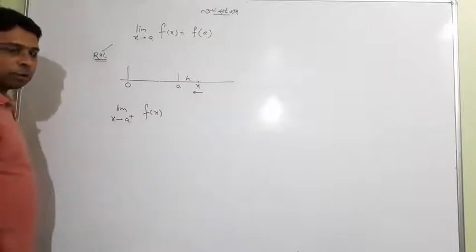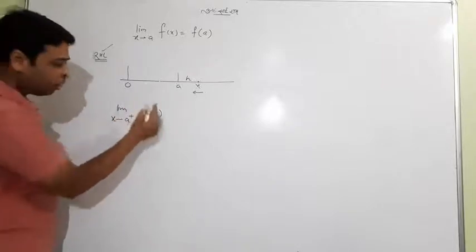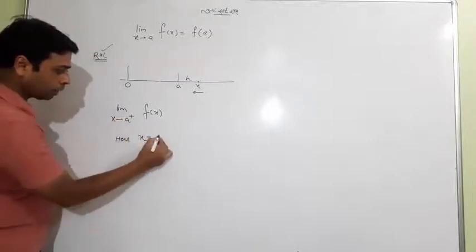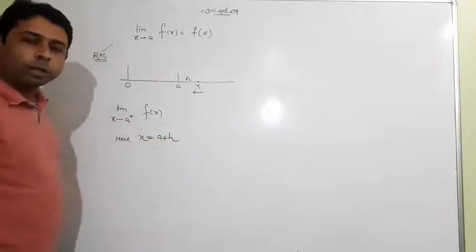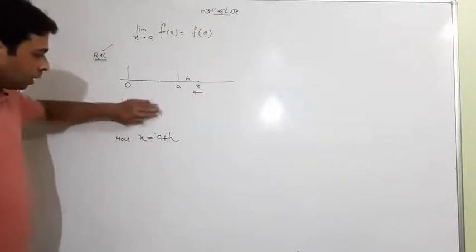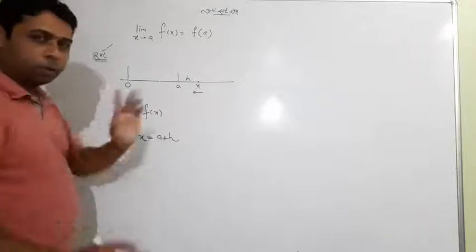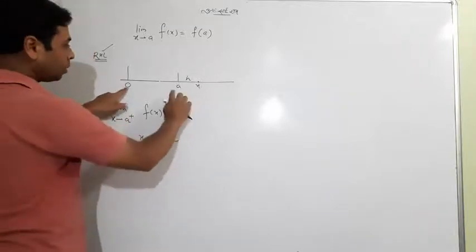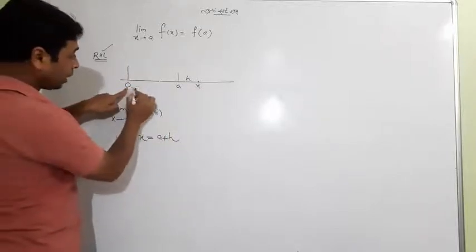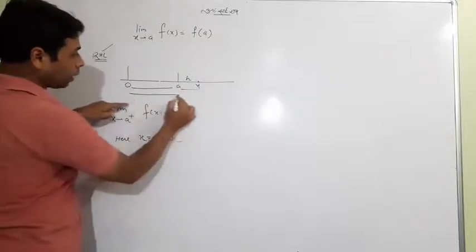I'll tell you that later. First look at the figure, and now I'm writing to see the picture. Look properly, x is equal to a plus h. Try to understand why I have used equal to and what this h is. Look at the picture: from 0 to x, this is x, equal to a plus h. This is a and this is h. So a plus h is equal to x.